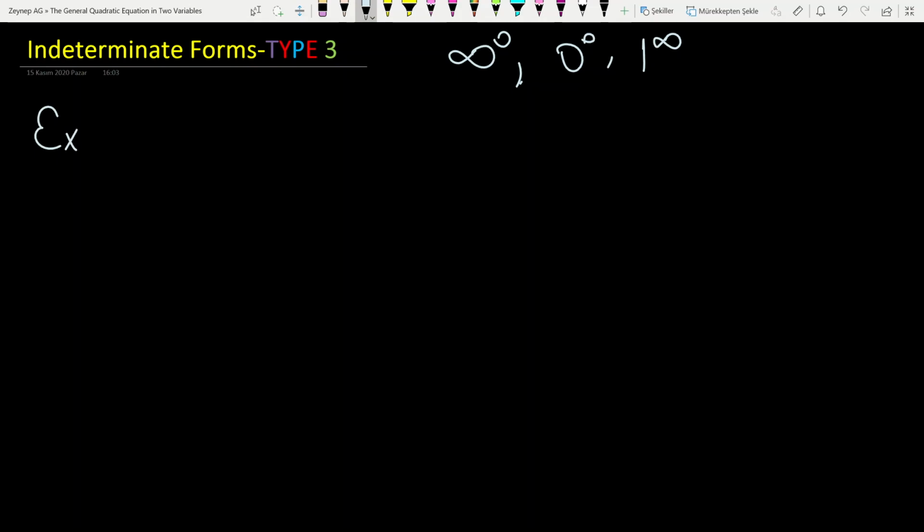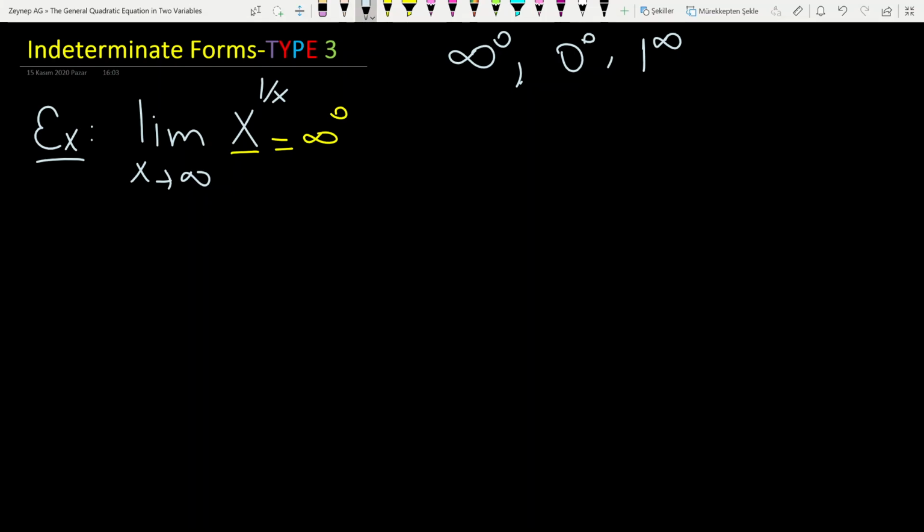Example 1. Limit of x to the power 1 over x, x tends to infinity here. So when x tends to infinity, the base tends to infinity and the power tends to 0. So you have type 3 indeterminate form.